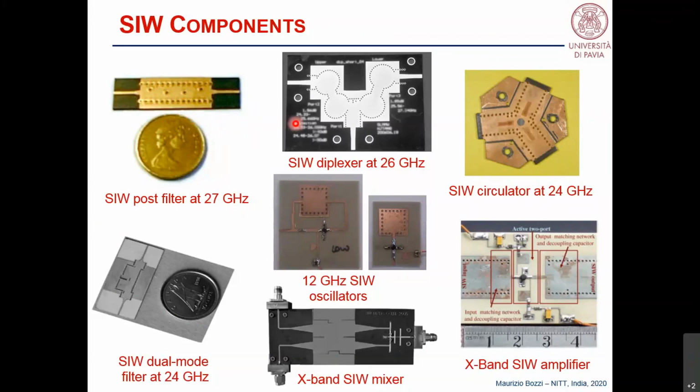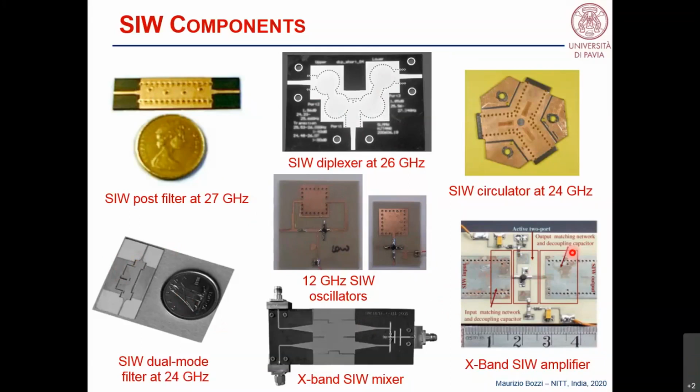You can implement a bit more complex structures like a diplexer. You see here there is a T-junction and two filters, one for each channel. Or you can implement a circulator. You see here in the center the ferrite cylinder. Or other filters, like here, a dual mode filter. Or you can implement active devices like oscillators. Here you see a feedback oscillator where there is an SIW cavity as the frequency selective element in the feedback, or a reflection type oscillator, mixers, amplifiers, different components that can be implemented in SIW technology.